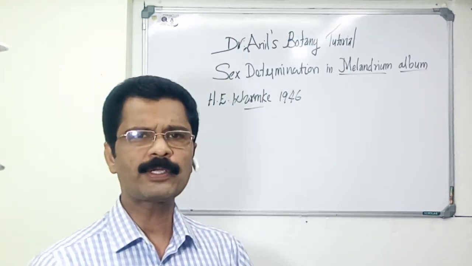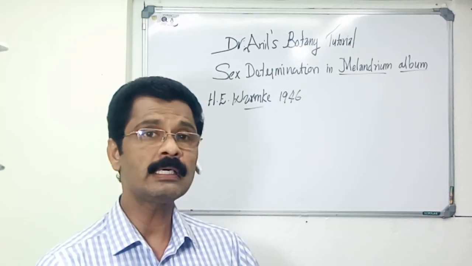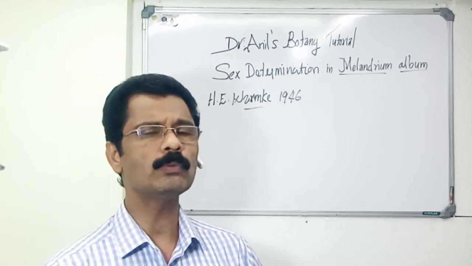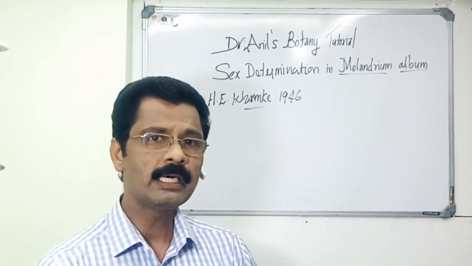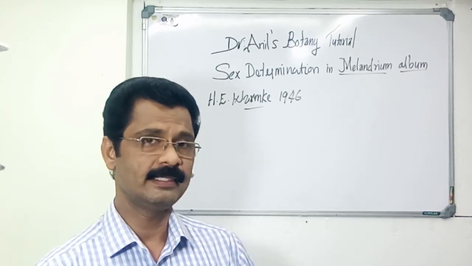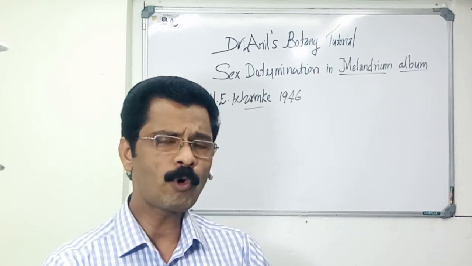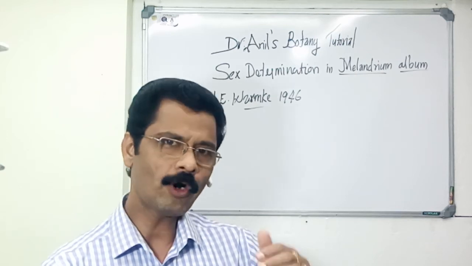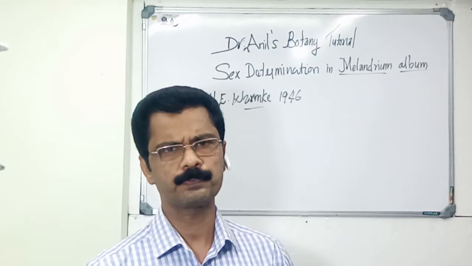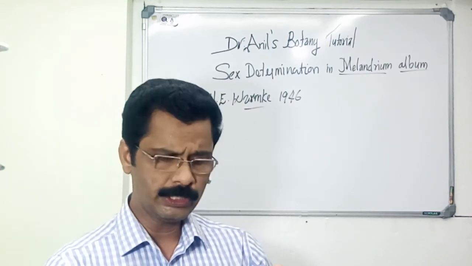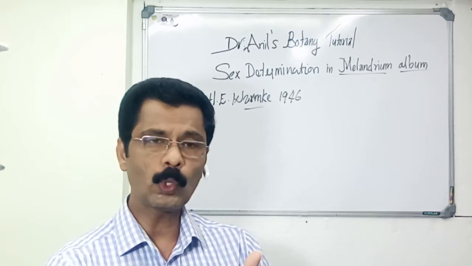In this particular plant, the gene that promotes femaleness is seen on the X chromosome, and the gene for maleness is seen on the Y chromosome, right? The genes for promoting femaleness are seen on the X chromosome, and the genes for promoting maleness are seen on the Y chromosome. Could you follow me? The plants which possess XX are females, and those with XY are males.